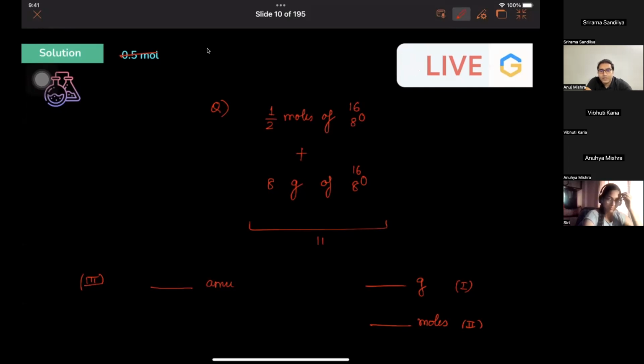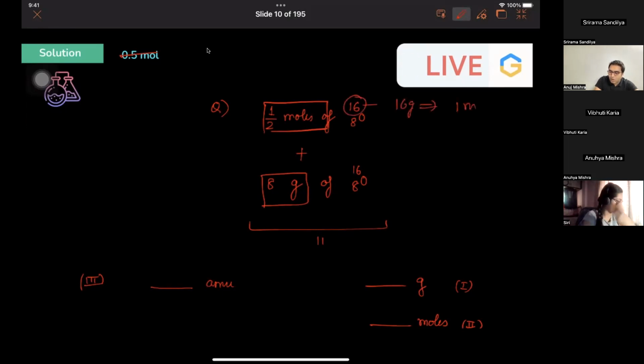Excellent. 16 gram. Why 16 gram? 8 gram is already given. This you have to convert into mass. And you know how to convert into mass, right? What is the method? Half mole of this is what? 1 mole is 16 gram. You know that. 16 gram is 1 mole. I have given you half mole. Half mole is how many grams? Of course, half of this, no? What's the answer? 8 plus 8, 16 grams.